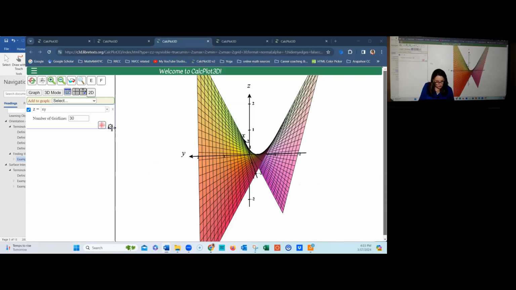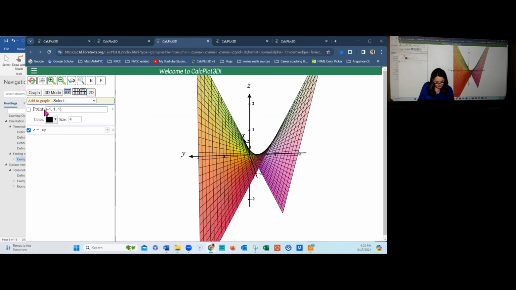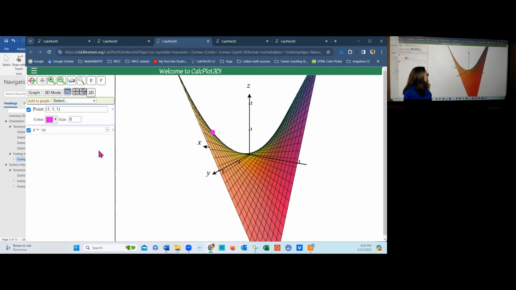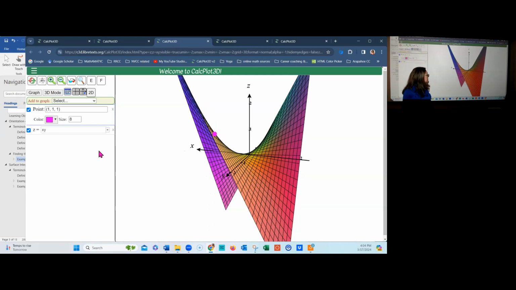If I come to the point 1, 1, 1 and plot the point, let's turn it a different color so that we can see it, and maybe blow it up larger so it pops out. Then when we look at it, we can see that it is in fact on the surface itself. You can tell when you get it sideways and you can see it on both sides. If you can see the point on both sides, you know it's on the surface.